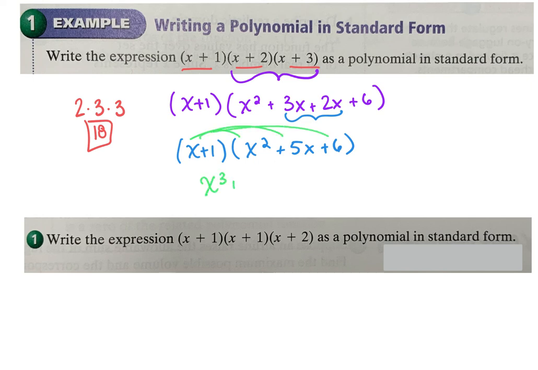We have x cubed, 5x squared, and 6x. And then, of course, distribute your 1. 1's nice and easy to distribute. We just have x squared, 5x, and 6, right? And then one more step.